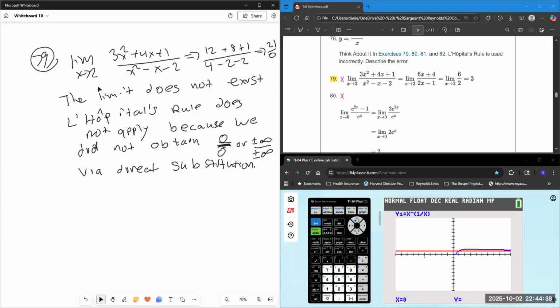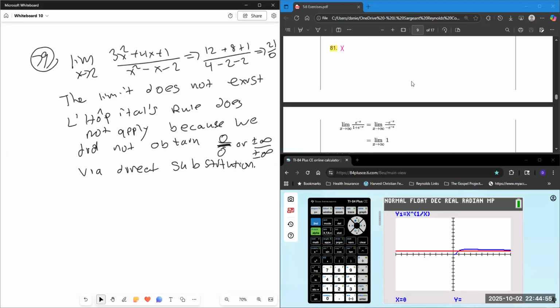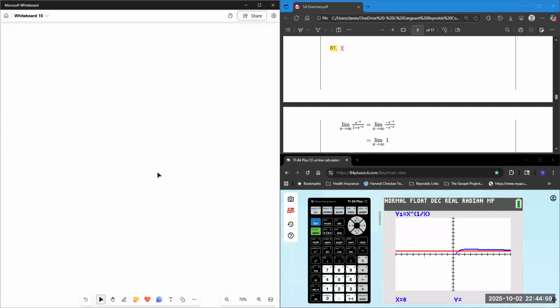And it's an easy mistake to make when you forget to check with direct substitution to make sure that you get 0 over 0 or infinity over infinity before you try to use L'Hopital's rule. Don't just jump into it because you see a rational function. All right, 81 is going to probably have a similar error in it.